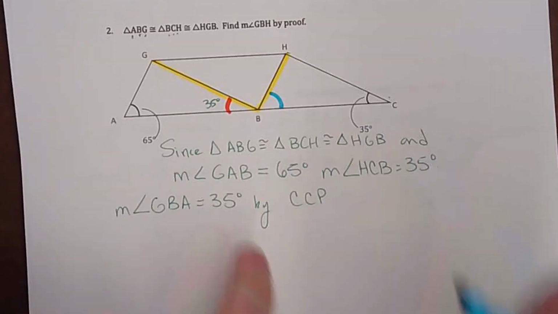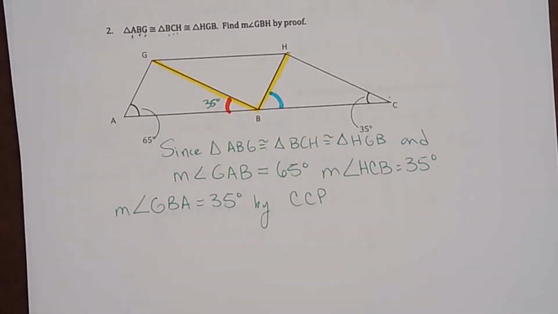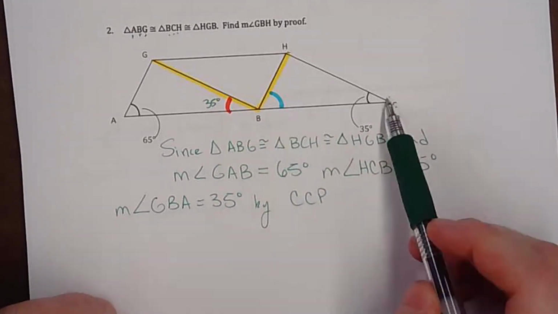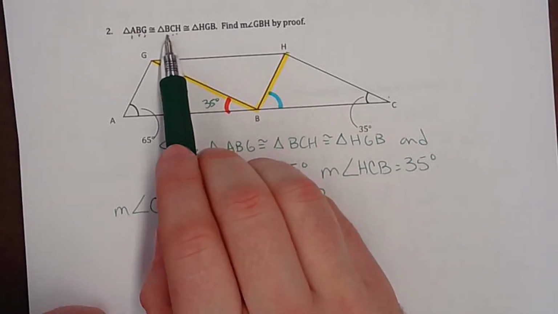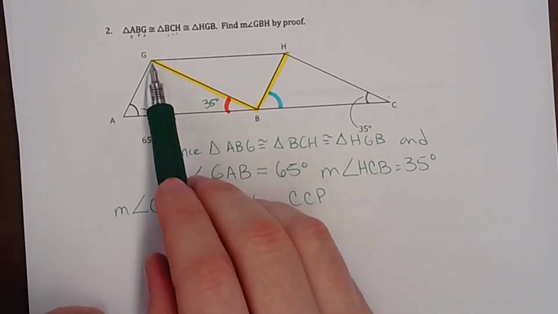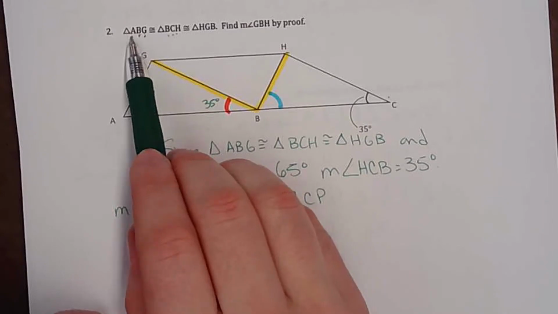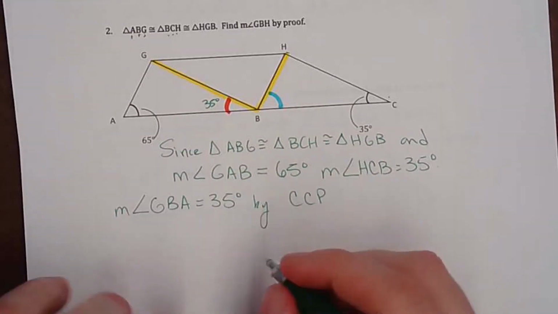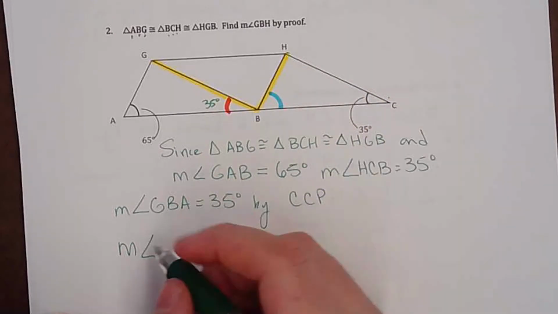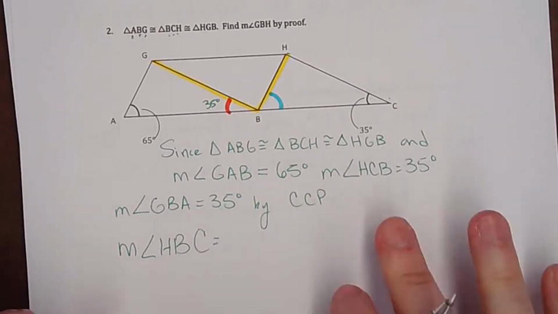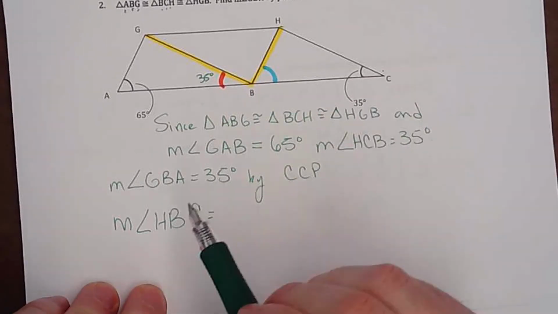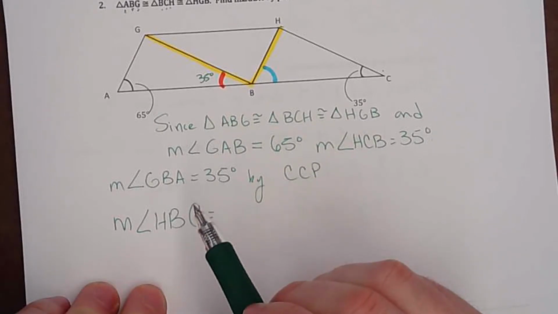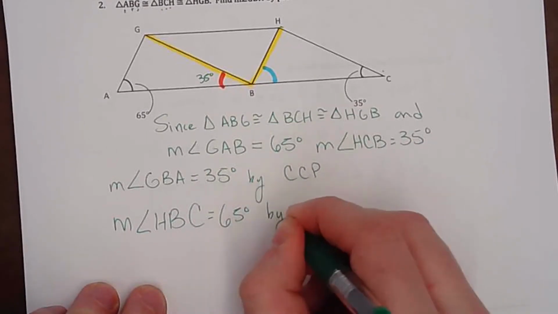Same logic here for the blue angle. What angle is it going to be congruent to? HBC. Well, HBC, that's not there. It's here. HBC. Last, first, middle. Is it congruent to GAB? Last, first, middle. Yes, it is, isn't it? So I know that measure of angle HBC, the blue angle, is going to be what? What's the measure of this angle going to be? 65. And how do I know that? CCP.